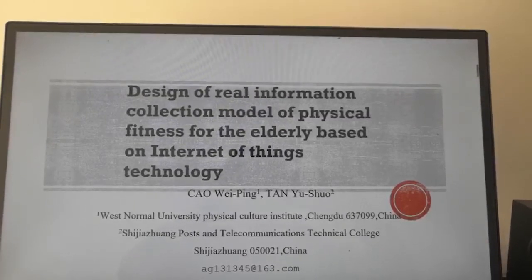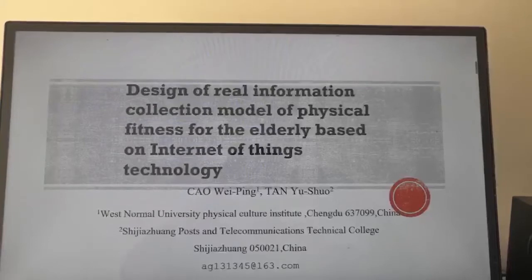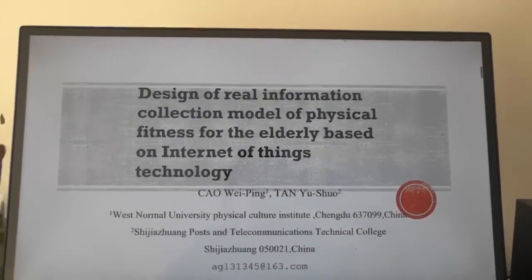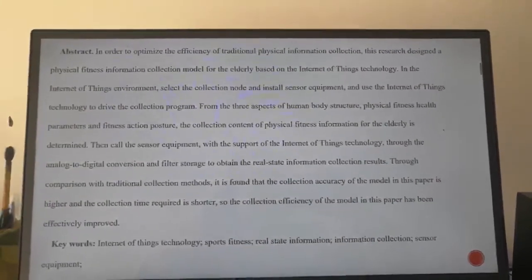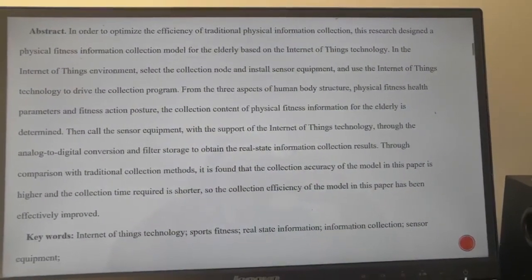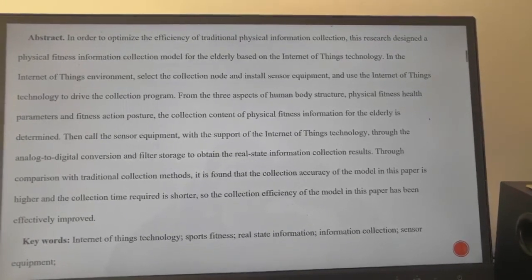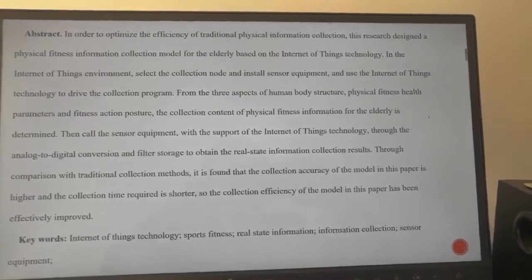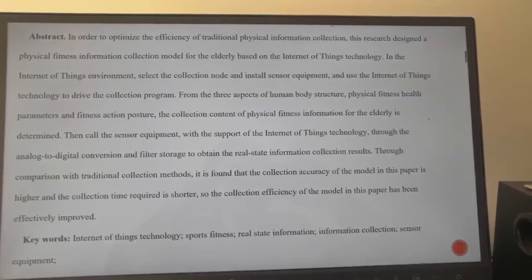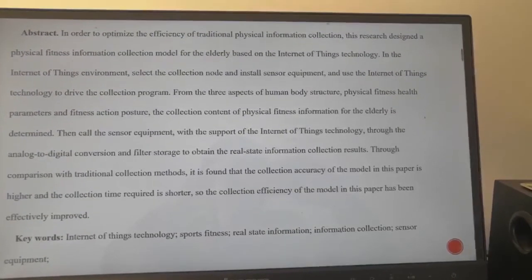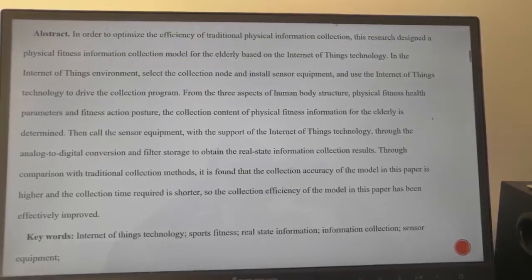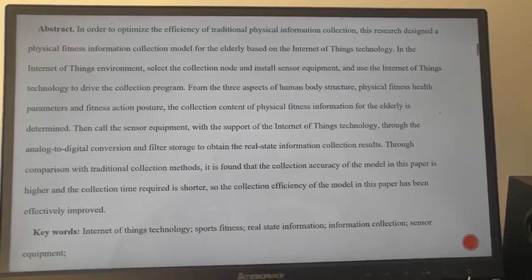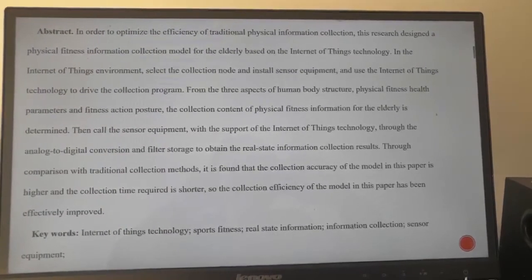Design of Real Information Collection Model of Physical Fitness for the Elderly based on Internet of Things Technology. Abstract. In order to optimize the efficiency of traditional physical information collection, this research designed a physical fitness information collection model for the elderly based on the Internet of Things technology. In the Internet of Things environment, select the collection node and install sensor equipment, and use the Internet of Things technology to drive the collection program.